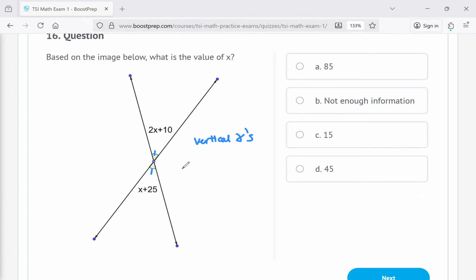So what we could set up is 2x plus 10 equals x plus 25, right? And continue solving for x. I would have to subtract x from both sides. So 2x minus 1x is x, plus 10. And then you have this 25, and then subtract 10 from both sides. And then 25 minus 10 is 15. They just want the value of x, not the angle, so it's going to be C.